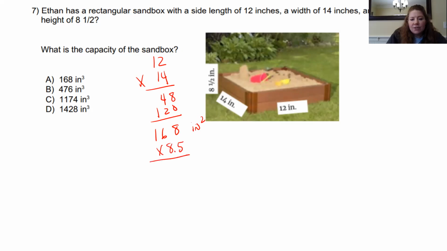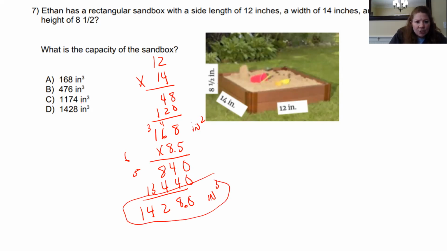1/2 is 0.5. So 8 times 5 is 40. Carry the 4. 34. Carry the 3. 5 plus 3 is 8. 8 times 8 is 64. 8 times 6 is 48. 48 plus 6 is 54, right? And then 8 plus 5 is 13. And we have one number behind the decimal. So inches times inches times inches is inches cubed. So 1,428 cubic inches. All righty, there we go.